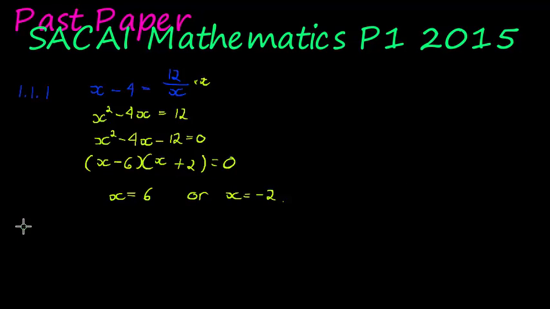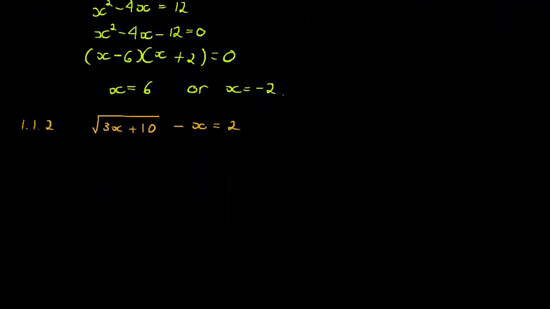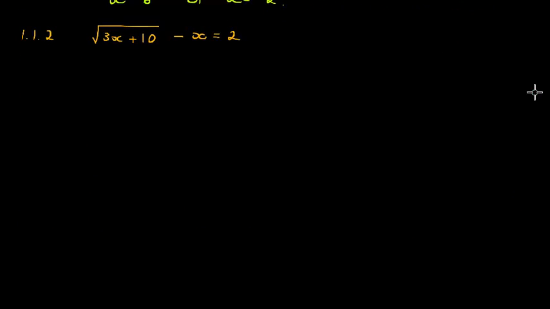The next one, number 1.1.2, we have the square root of 3x plus 10, and then outside of the square root, a negative x is equal to 2. Okay, how about now? What do we do this time? We multiply all the values with square root to cancel. Okay, so you want to multiply everything with the square root.